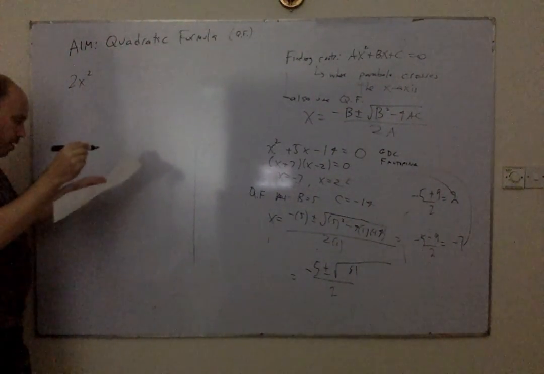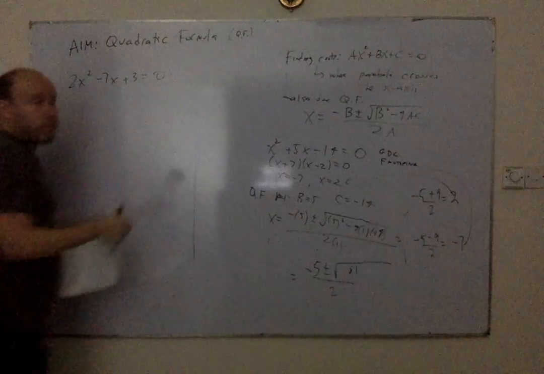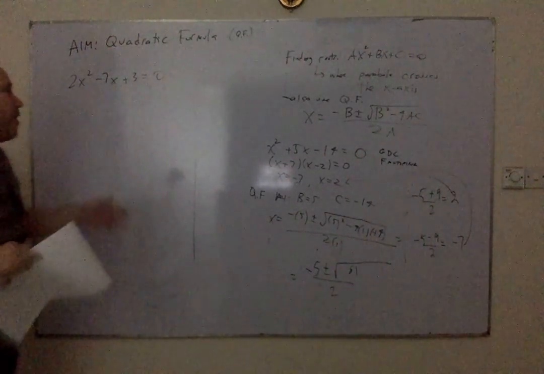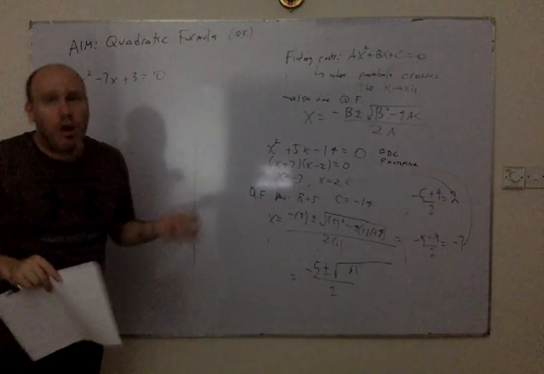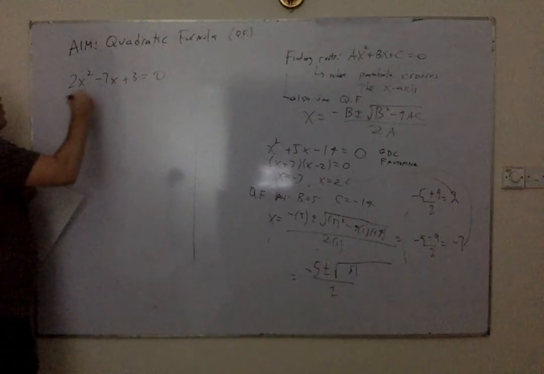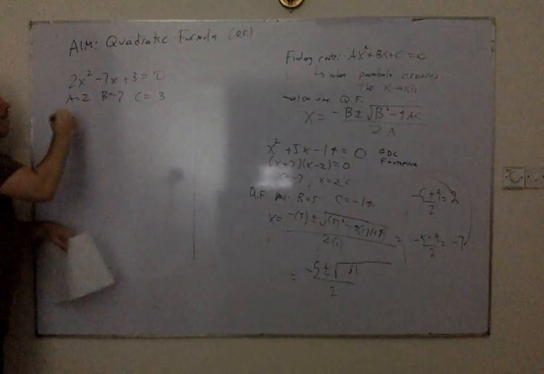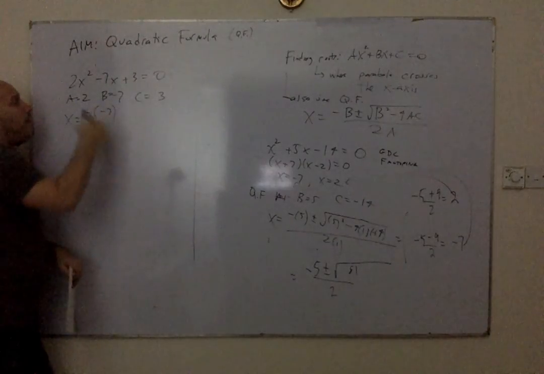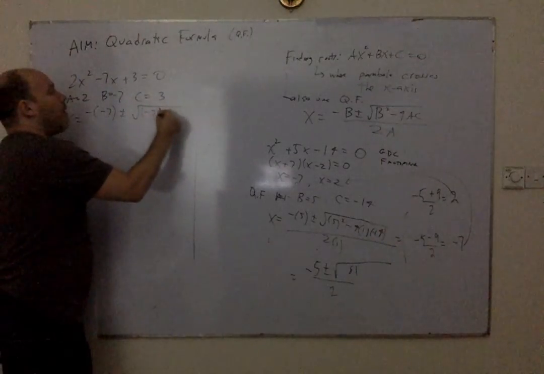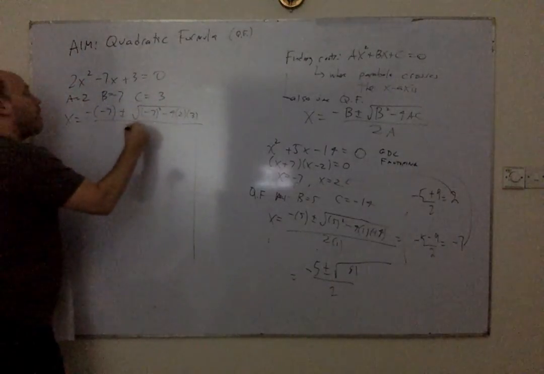2x squared minus 7x plus 3 equals 0. Well, maybe you didn't really learn how to factor. So you'll try the quadratic formula. A is 2, B is negative 7, and C is 3. And so we have x equals negative b, we're going to be negating the 7, plus or minus the square root of b squared minus 4ac all over 2 times 2.